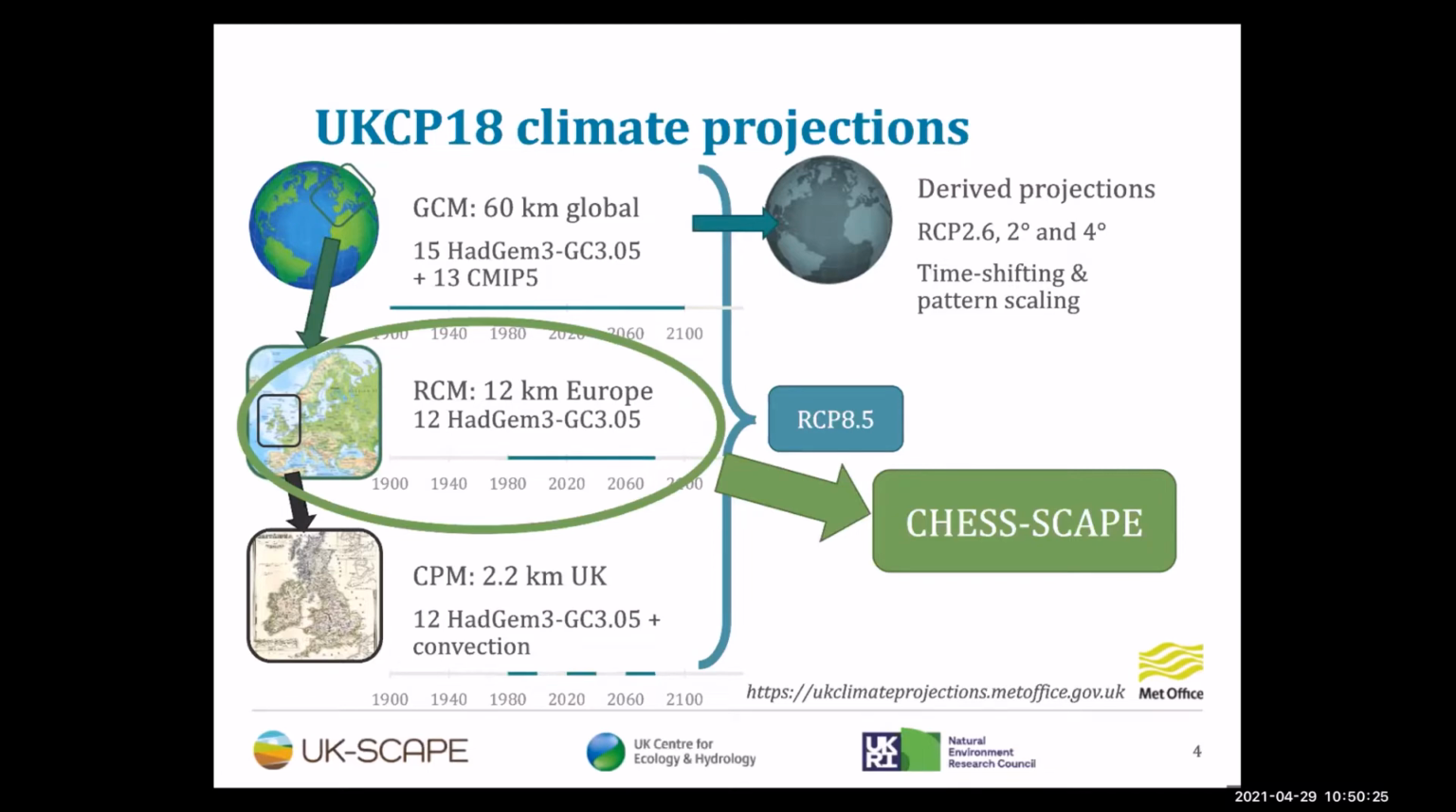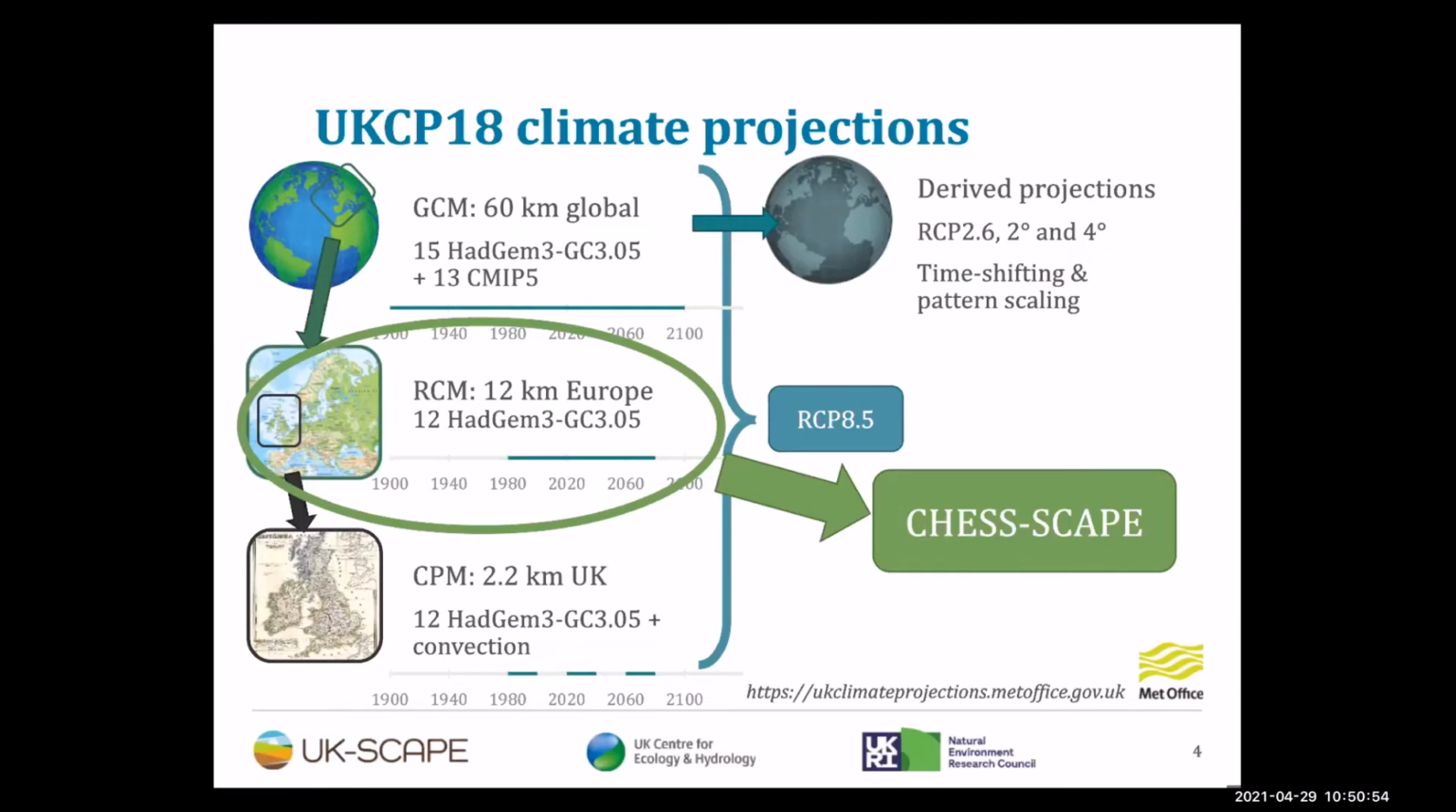All of these models, unfortunately, have only been run for RCP 8.5, which is the most extreme emissions and warming scenario. For the global model, they've taken the RCP 8.5 and then they've manipulated that to give estimates of other possible warming trajectories. So they've done RCP 2.6 and then 2 degree and 4 degree targeted warming scenarios. But this is just too coarse a resolution for us to really use for our impacts modelling in the UK.